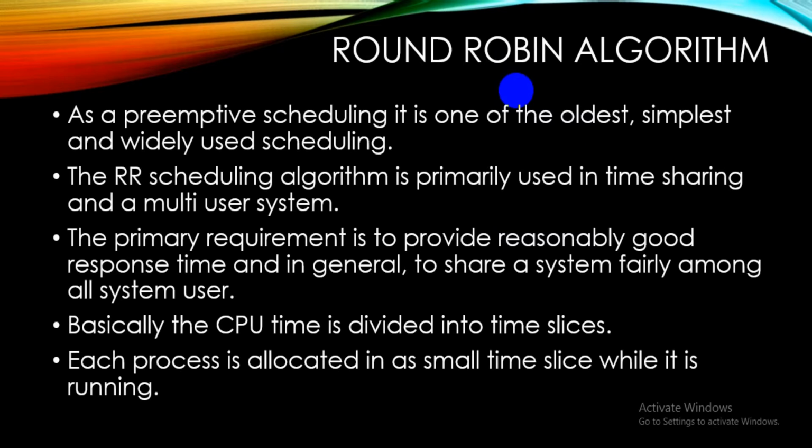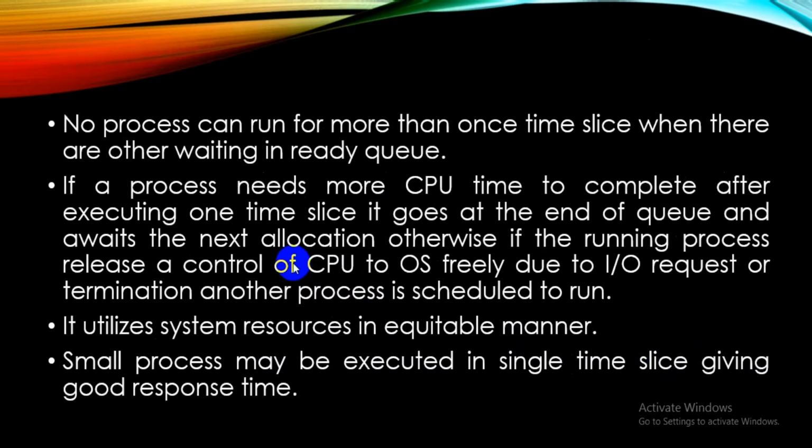The primary requirement is to provide reasonably good response time and, in general, to share the system fairly among all the system users. So basically CPU time is divided into time slices. Each process is allocated a small time slice while it is running. So no process can run for more than a time slice when there are others waiting in the ready queue.